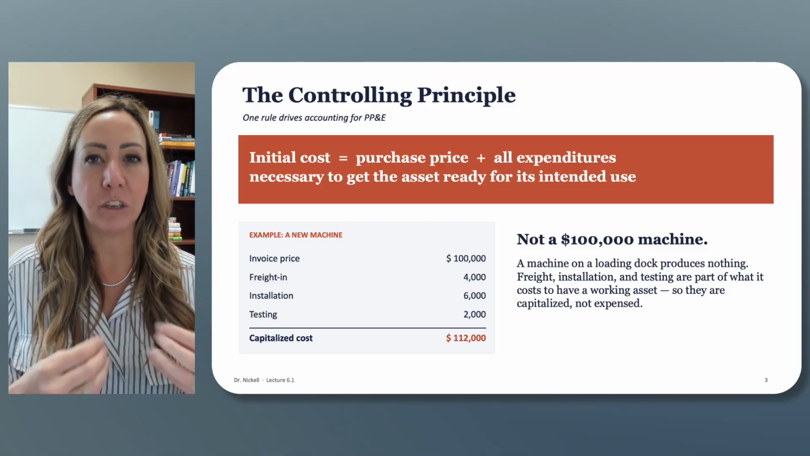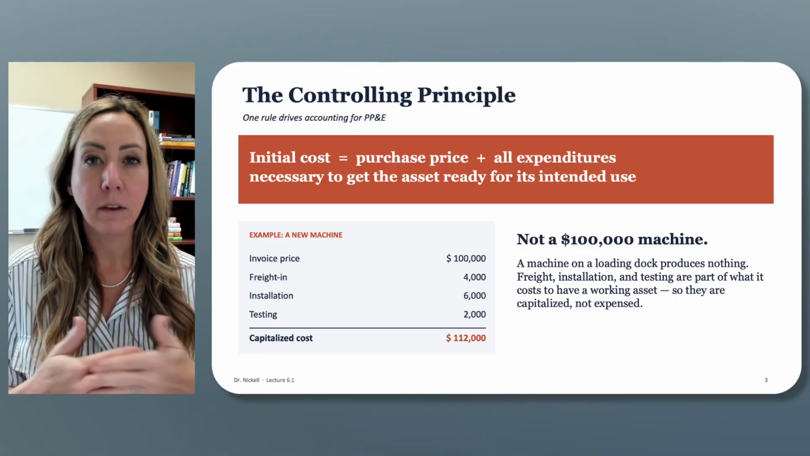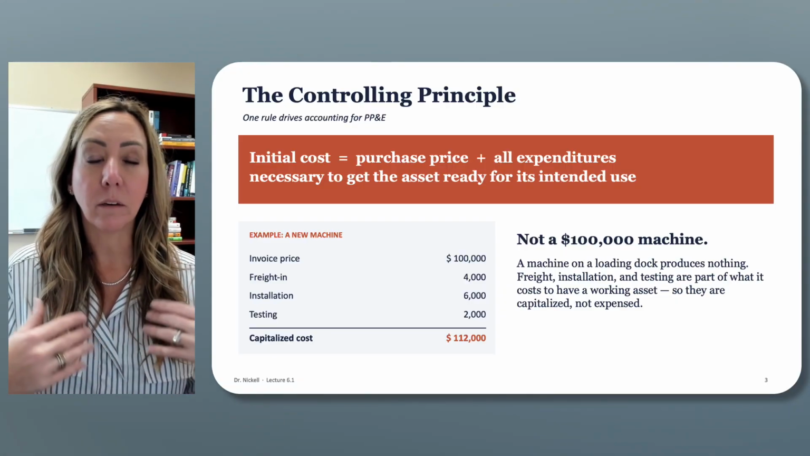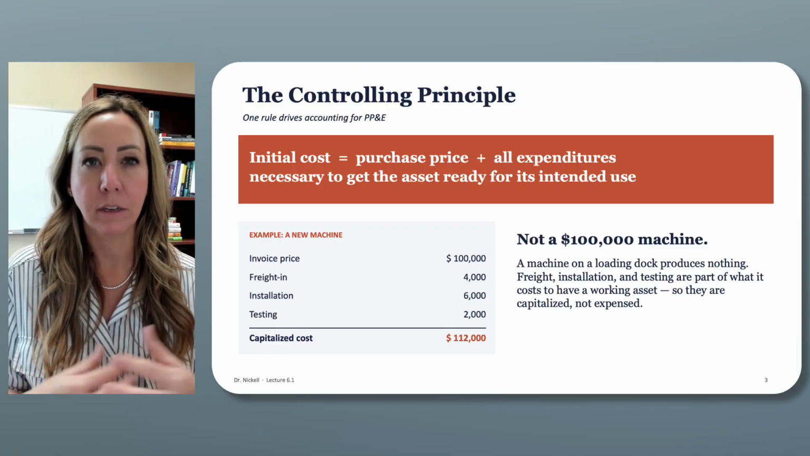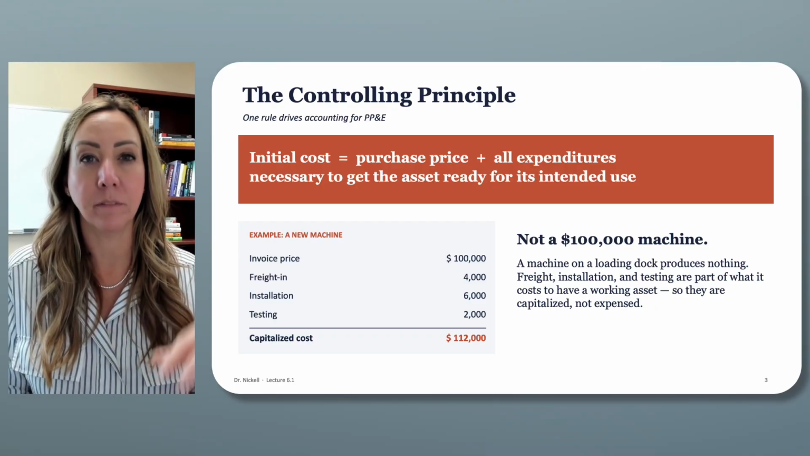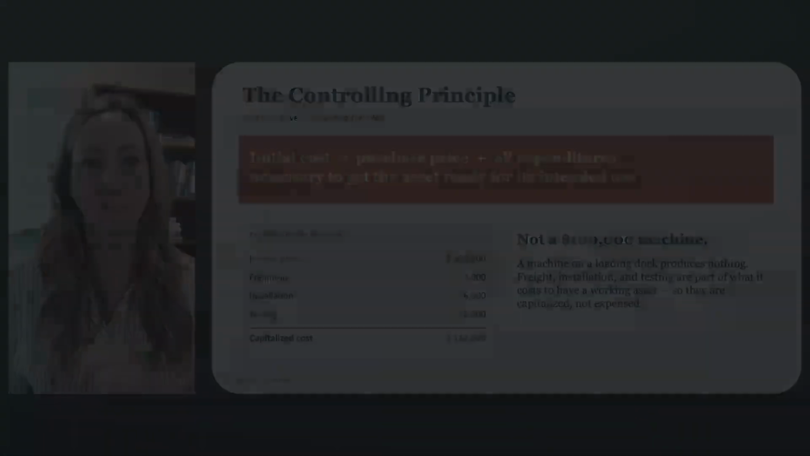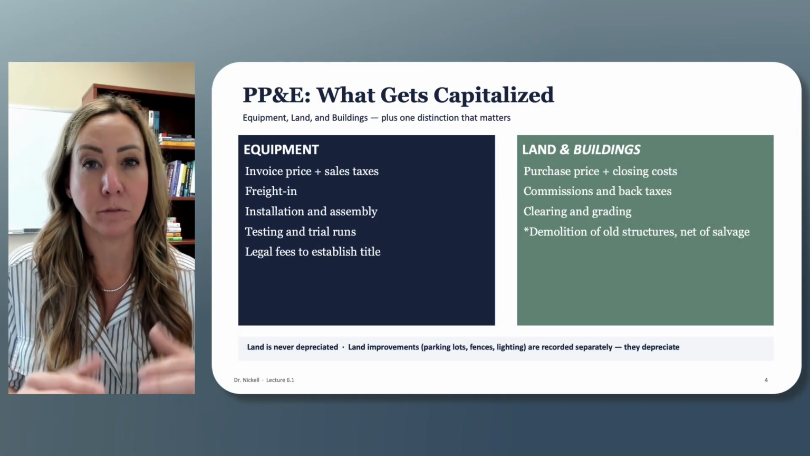If you think about it, the machine sitting on a loading dock in another state can't produce anything. The freight, the installation, the testing, none of those are optional. They're all part of what it costs to have a working machine that we have control of. So they're all capitalized, meaning they're recorded as part of the asset's cost on the balance sheet instead of being expensed immediately. Now, let's make this concrete for the two most common types of PP&E.